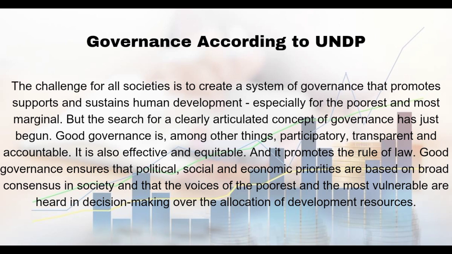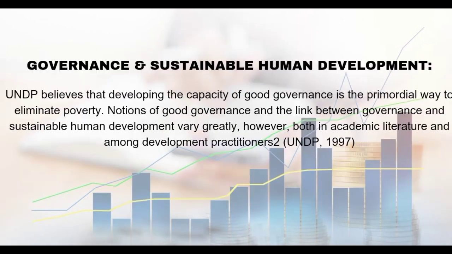Governance according to UNDP. The challenge for all societies is to create a system of governance that promotes, supports, and sustains human development, especially for the poorest and most marginal. But the search for a clearly articulated concept of governance has just begun. Good governance is, among other things, participatory, transparent, and accountable. It is also effective and equitable, and it promotes the rule of law. Good governance ensures that political, social, and economic priorities are based on broad consensus in society and that the voices of the poorest and the most vulnerable are heard in decision making over the allocation of development resources.